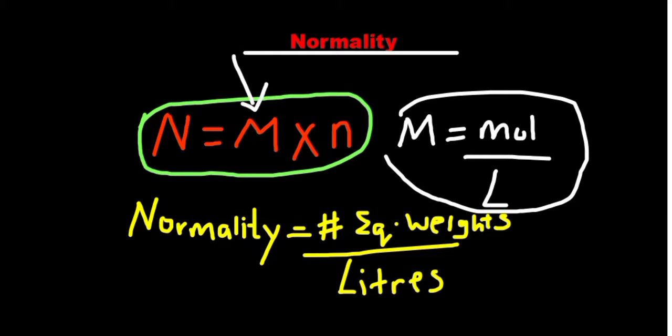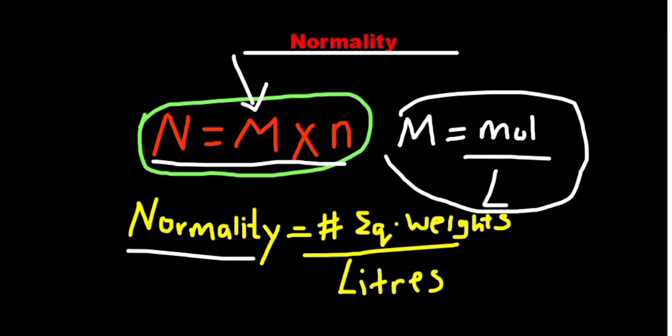Normality is given as a product of molarity and N, where N is the number of protons or the number of hydroxide ions in the case of a base. In terms of an acid, it will be the number of protons or hydrogens present in that acid. Another way of determining normality is dividing the number of equivalent weights by a liter of a solution. So we'll get to look at all these ways.